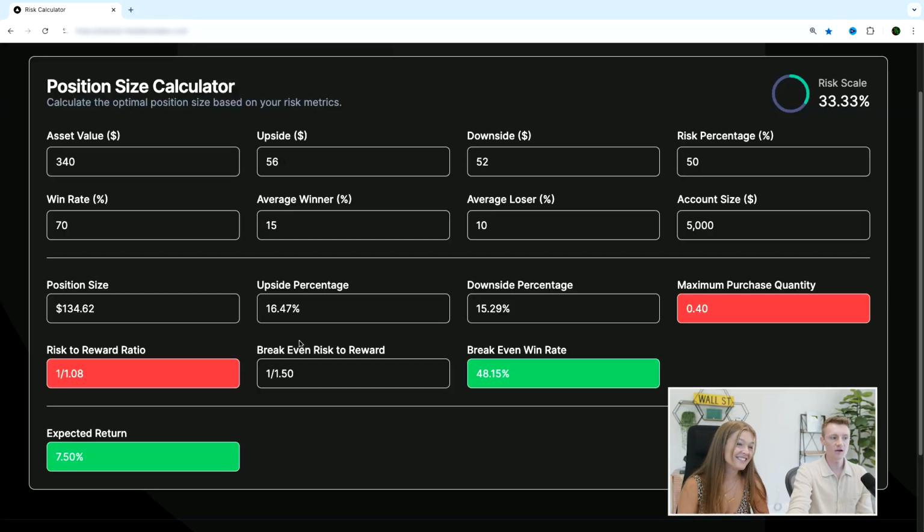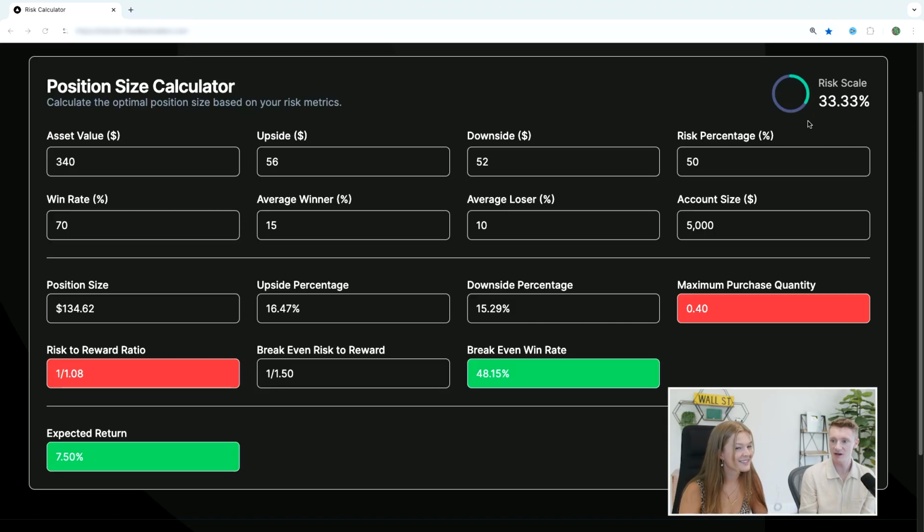I have no idea. So it looks like what we've done is we've actually put on more risk. We've chosen a set of contracts and we've adjusted this level on our chart to the point where our risk to reward ratio is now red and we've dropped on the risk scale to 33%. So in this case, we've kind of negatively impacted our trade plan.